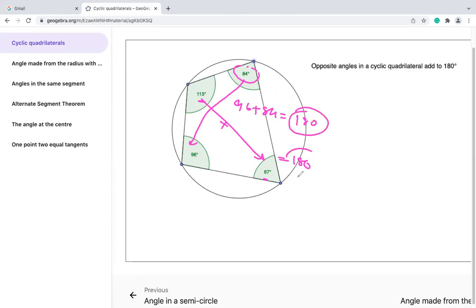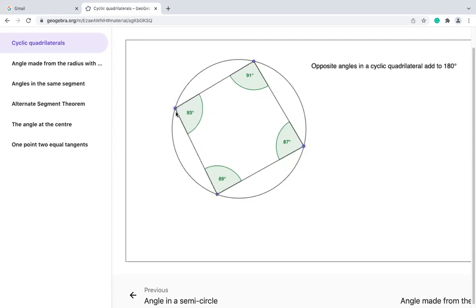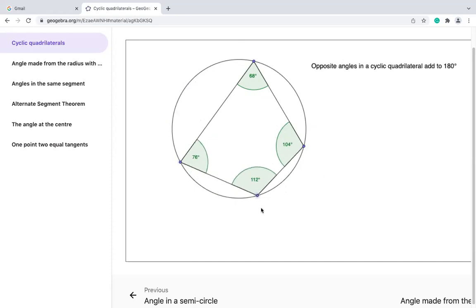So this is the exact outcome of the cyclic quadrilateral theorem. Anywhere you move these points, you'll notice that even though individual angles change, the sum is always 180 for opposite angles. So you can see here 93 and 87, 180; 68 and 112, 180. This is how you tackle the cyclic quadrilateral.